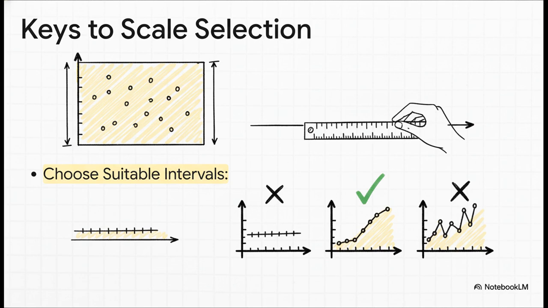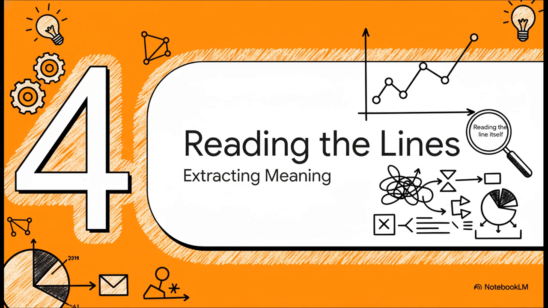Well, the key is to follow 3 basic principles. First, you have to know the range of your data. What's your highest value and what's your lowest? Second, divide your axes into equal logical steps, like counting by 5s or 10s or 50s. And finally, you have to avoid the extremes. If your scale is too spread out, it'll flatten your data into a boring line. But if it's too cramped, it'll exaggerate every tiny little bump and make it look dramatic. All right, let's keep going.